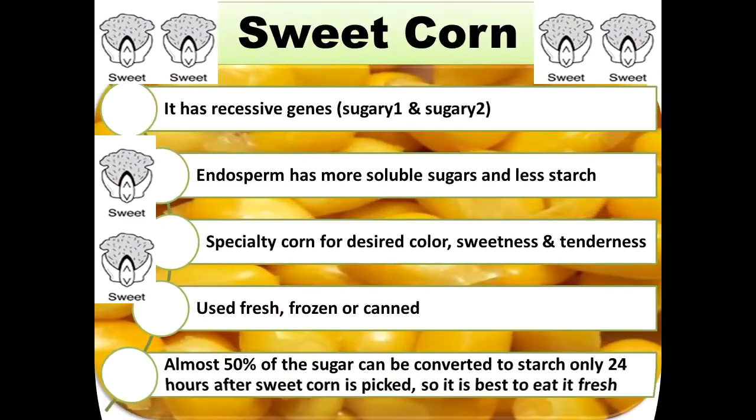The next type is sweet corn. The sweetness is due to the presence of recessive genes, sugary 1 and sugary 2. The endosperm of this type has more soluble sugar content and less starch content. It has a specialty for desirable color, sweetness, and tenderness. It can be used fresh, frozen, and canned, but fresh use is preferred because within 24 hours after harvesting, 50% of the sugar can be converted into starch. That is why its fresh consumption is preferred.